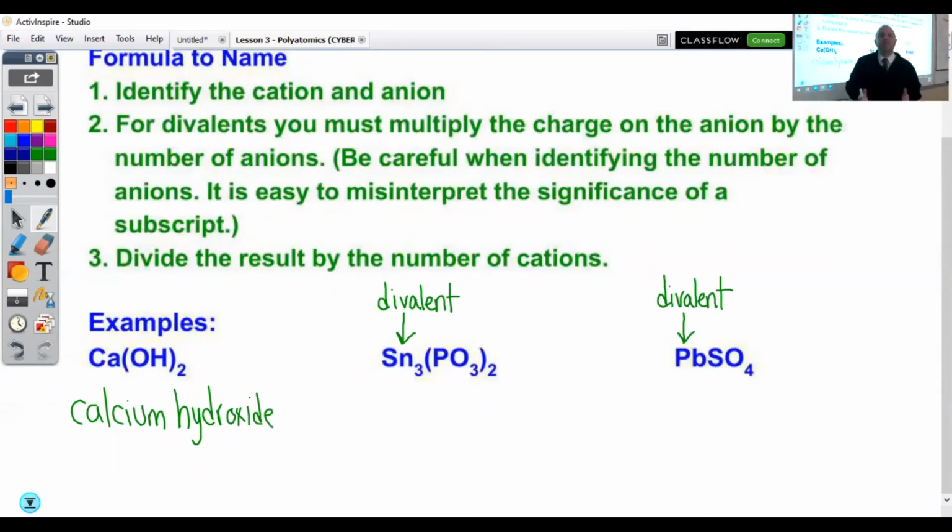So remember, with a divalent, there is more than one possible charge for that element. In this case, it is tin. Tin could be +2 or tin could be +4. How do I know which tin I have in this example?